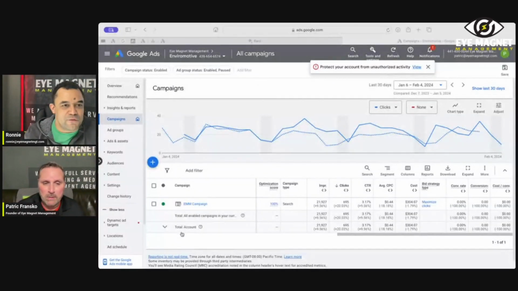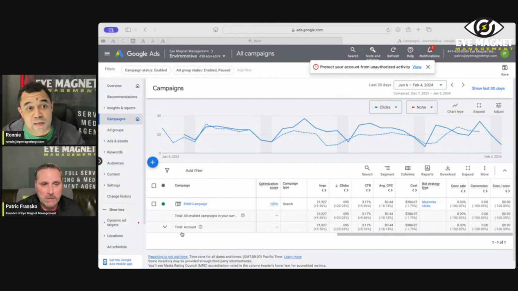So this is kind of your generic background. I'll let you break down how this is, but this is essentially the dashboard if you were to start a Google AdWords campaign.